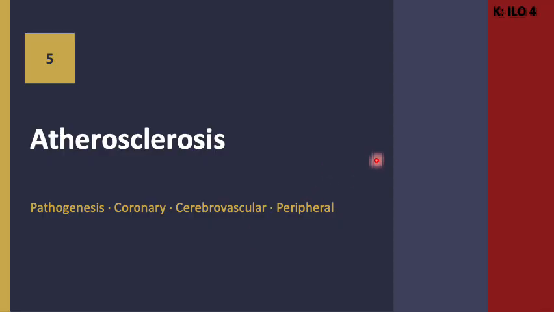Okay, next I'm going to talk about topic 5, which is atherosclerosis. We talked about it a little bit earlier. I'm going to be brief in this section, but I will recap the pathogenesis, and then I'll talk about coronary and mainly peripheral vascular disease due to atherosclerosis. If you're following your syllabus, this is Module K, Instruction Learning Objective 4.